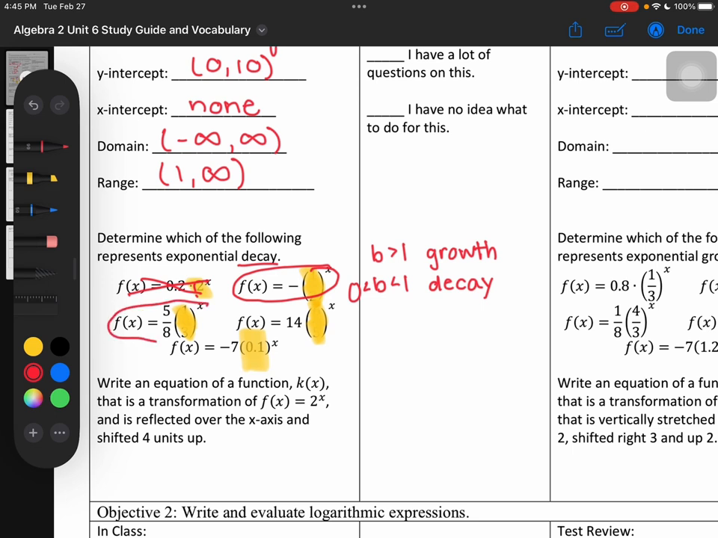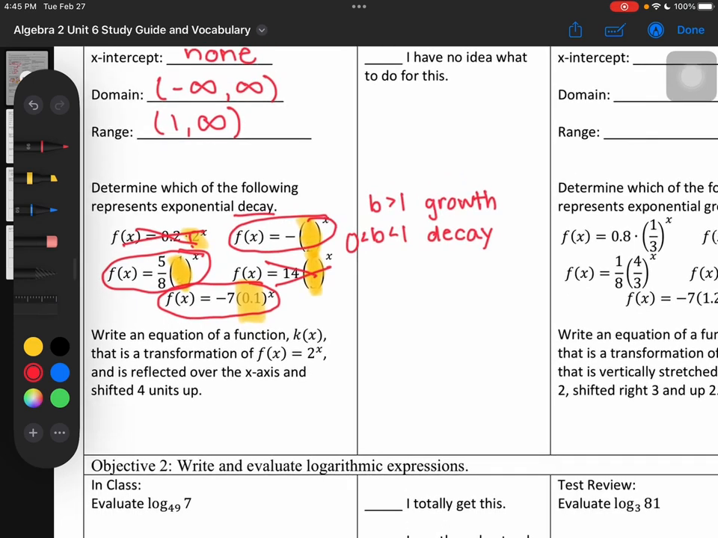1/3 is also less than 1. 6/5 is not less than 1, but -7 times 0.1 is less than 1. So that's all we need to do. If you don't remember that rule, you can graph them in Desmos, and you can look and see if the function is getting bigger the entire time or if it's getting smaller. The only time that you can't tell that way is if it's been reflected over the x-axis. If it's reflected over the x-axis, then you have to flip whatever rule you already had in your head.